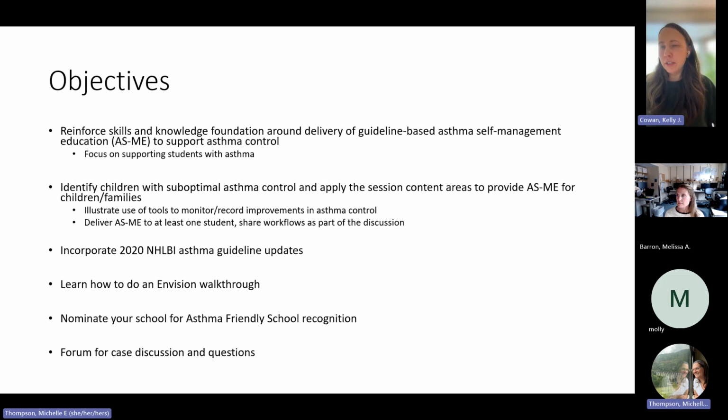Just a quick review of the objectives of this course series: to reinforce skills and knowledge around delivery of asthma self-management education to children and families to help support them. We want to be able to identify children with suboptimal asthma control and apply the content areas for education for the children and their families. Incorporate the 2020 asthma guidelines, learn how to do an Envision walkthrough, and we'll try to get that video going today during this session. Want to be able to nominate your school for asthma friendly school recognition, and then we'll also have this as a forum for case discussion and questions.